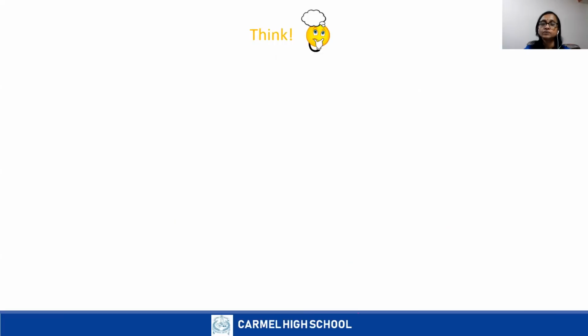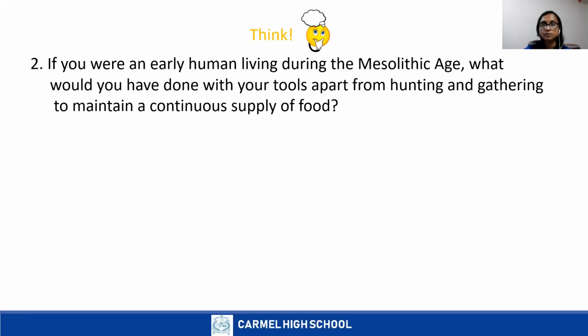If you were an early human living during the Mesolithic age, what would you have done with your tools apart from hunting and gathering food to maintain a continuous supply of food? So you have different types of stone tools. What would you have done with your tools apart from hunting? Because we know that early humans used these tools for hunting and gathering food. So apart from that, how would you maintain a continuous supply of food? Think and answer.